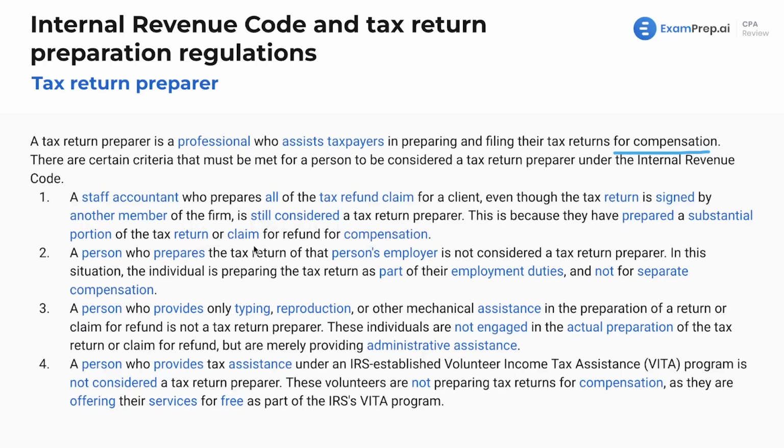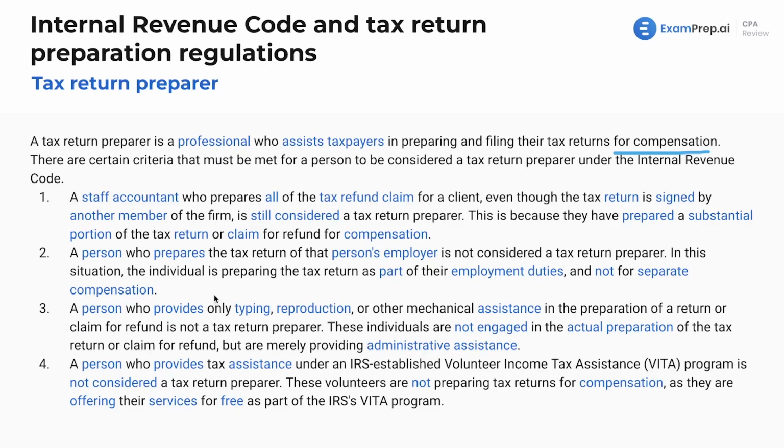Where did all these come from? Does it sound like random pieces of information? Well, guess what? That's kind of what multiple choice questions are, right? They're just a bunch of random pieces of information trying to drill you and make sure you understand all of these components. Now, this is because they prepared a substantial portion of the tax return or claim for refund for compensation. A person who prepares the tax return of that person's employer is not considered a tax return preparer.